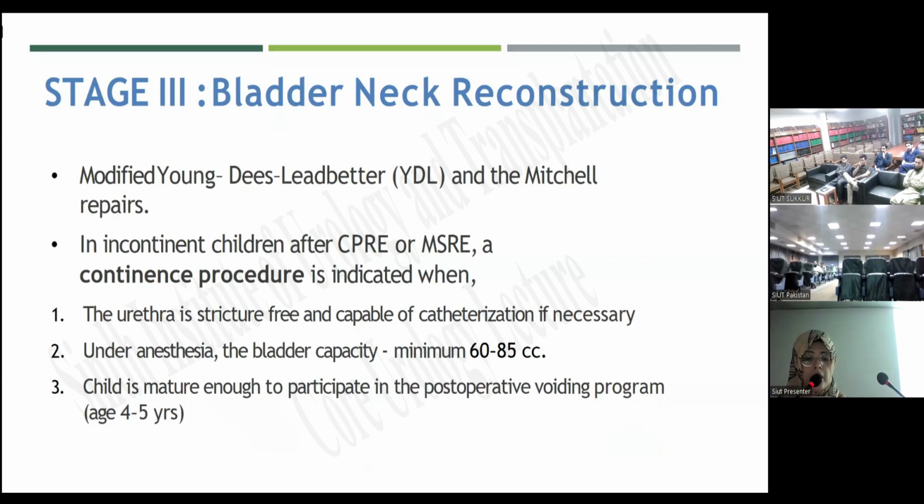Under anesthesia, the bladder capacity should be a minimum of 60 to 85 cc, and the child should be mature enough to participate in the post-operative toileting program. Usually at the age of 4 to 5 years, the bladder neck reconstruction is performed.